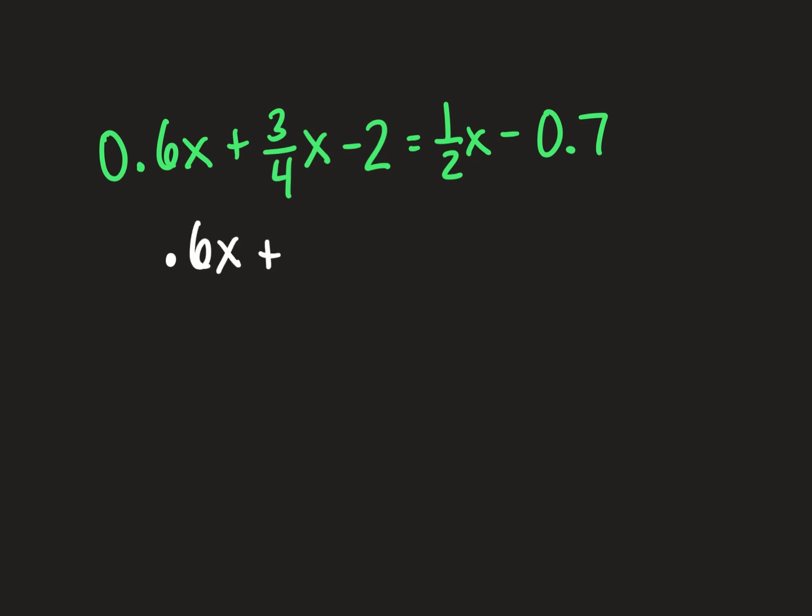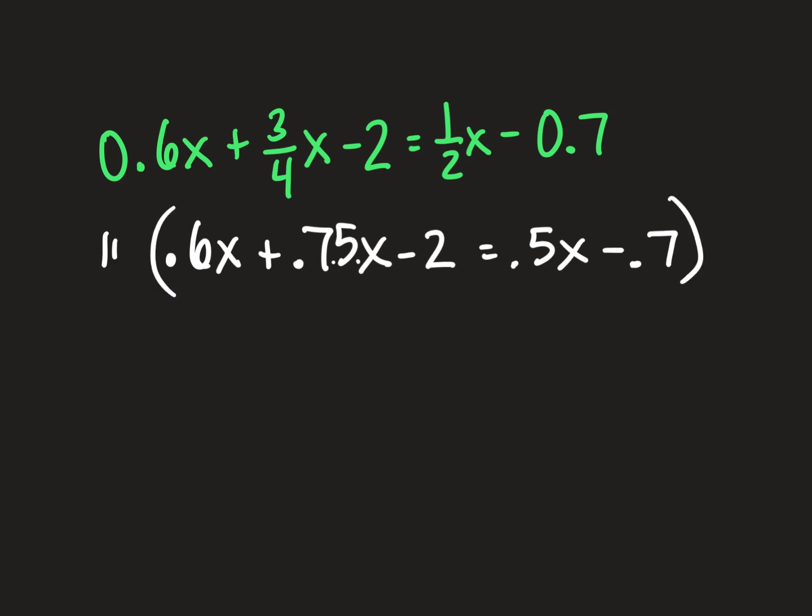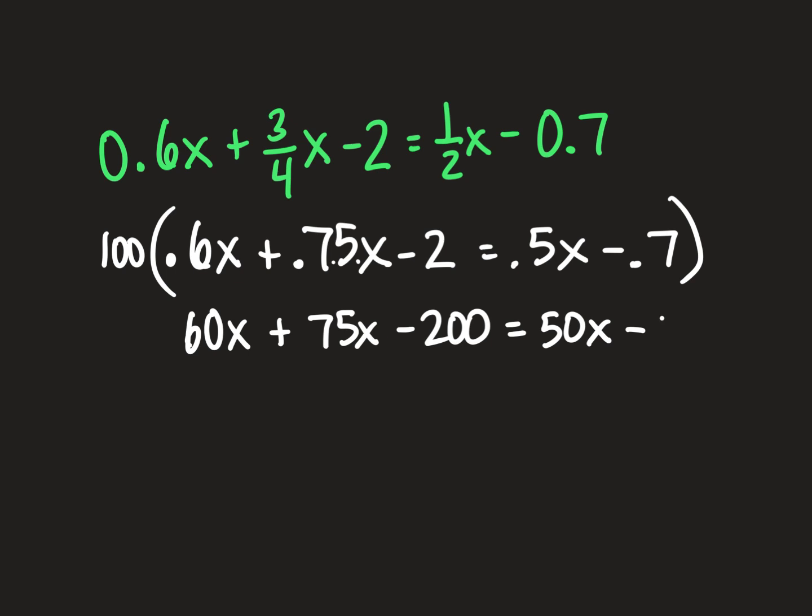And I know that 0.7 can be written as 7 over 10. I'm going to actually convert everything to decimals. In this case, I have 0.6x plus 0.75x minus 2 equals 0.5x and then minus 0.7. I also see that I have 2 decimal places here with 0.75x, so if I multiply by 100, I get 60x plus 75x minus 200 equals 50x minus 70.